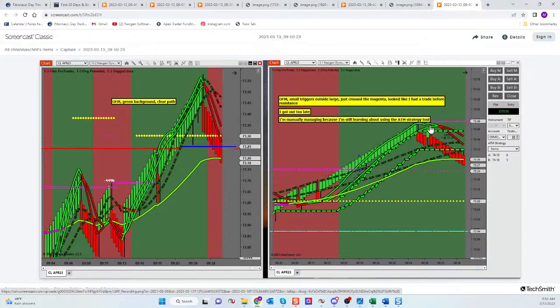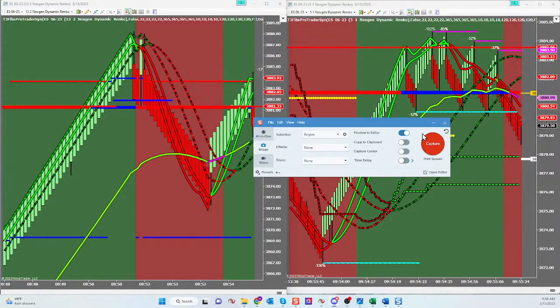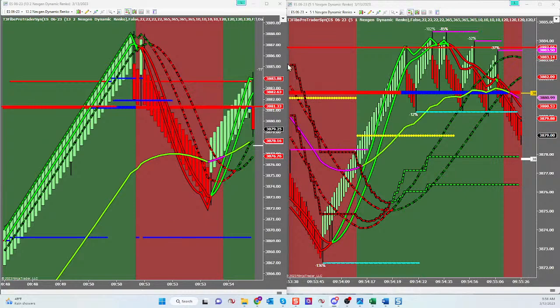Divergence is definitely a loss of momentum, wouldn't you say? So maybe a little bit for management. And you're managing manually. Let's see if we can fix that.